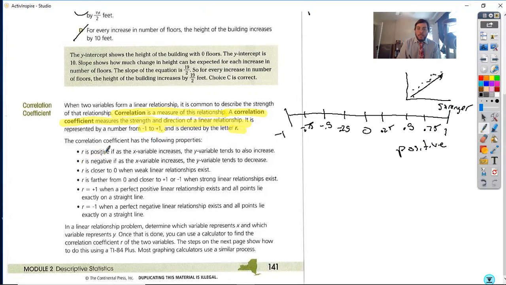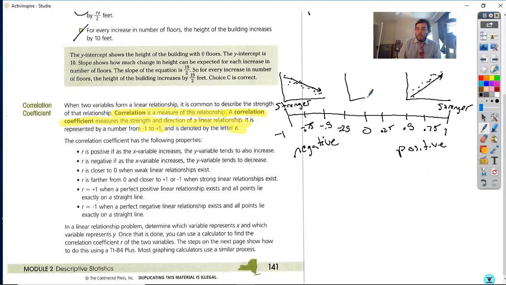Then here it says R is negative if, as the X variable increases, the Y variable tends to decrease. So if we were looking at a graph for negative, most of the points generally are going down. As our X value increases, the Y's are going down. So we still have a strong correlation the closer we are to -1, but on this side of 0, it's a negative correlation.